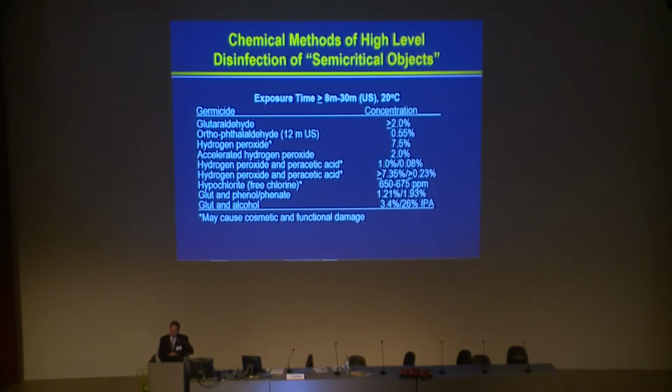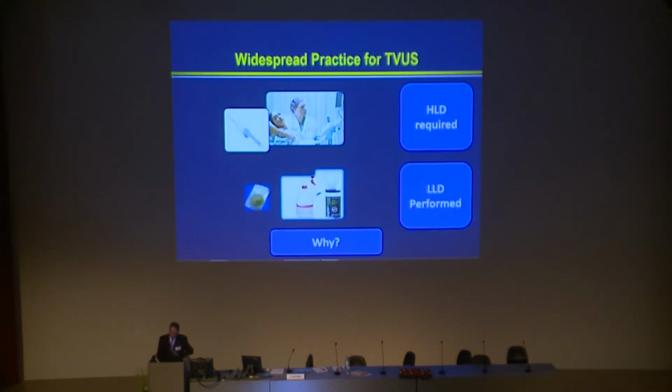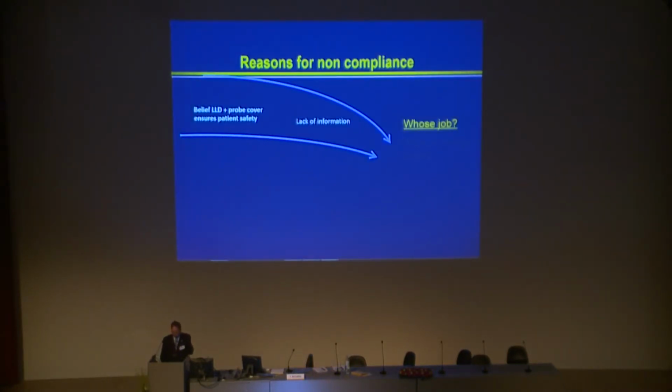All of these require 8 to 30 minutes of immersion time. We do not recommend in the United States just wiping them because of failure to cover all the surfaces, so they should be immersed. And then, since many of these substances are caustic, they require rinsing and drying. One can also use things such as orthoaldehyde, which has a 12-minute claim in the United States, and a variety of other chemicals. So, high-level disinfection is what's recommended in the US and much of the world for all semi-critical items. In many places, only low-level disinfection is used.